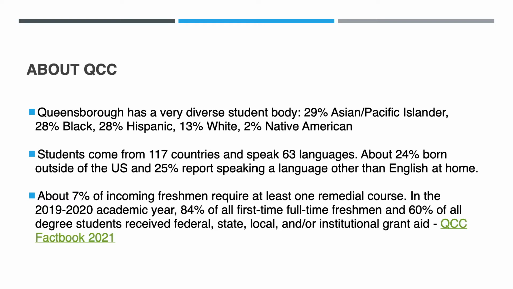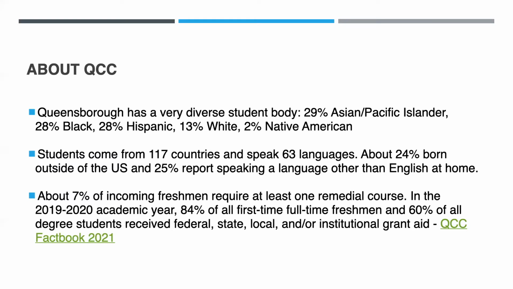Nowadays, about 7% of the incoming freshmen require at least 1 remedial course. This is also a big change. We used to have 45% of freshmen requiring remediation in 1 or 2 of the disciplines, math or English. But this has changed dramatically. Some of it is enrollment patterns. Some of it is also changes in how we place students when they first arrive. They are no longer placed based on an examination.